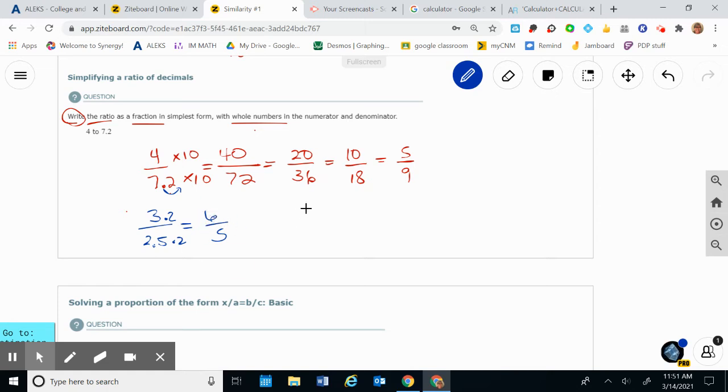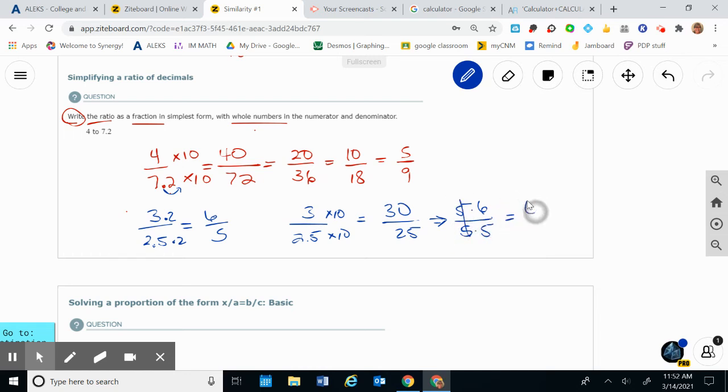And that would be the answer. But let's just say you didn't know that. 3 over 2.5. And you just decided to multiply both of these by 10. Okay? You would get 30 over 25. And then you would keep going and reduce it. 30 and 25 are both divisible by 5.